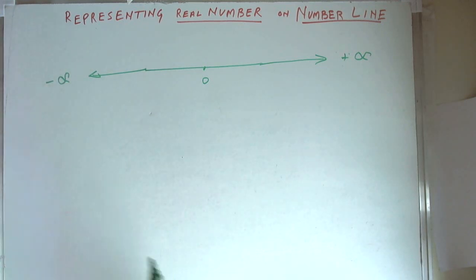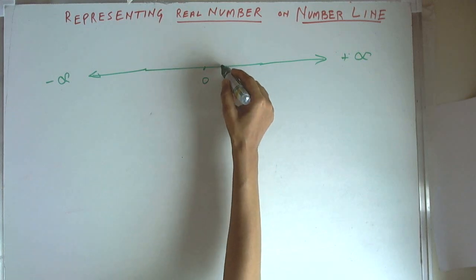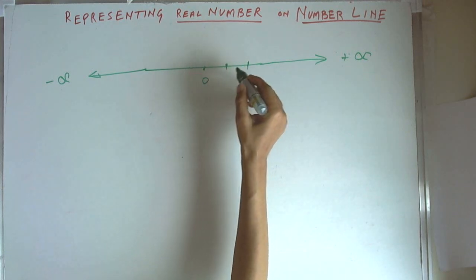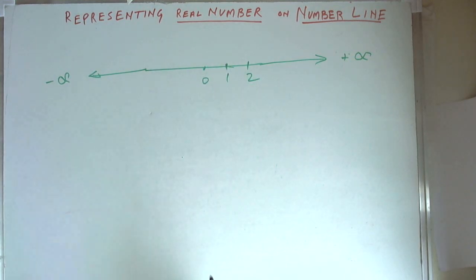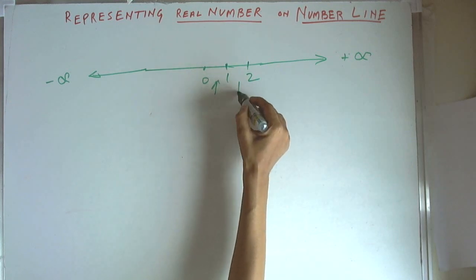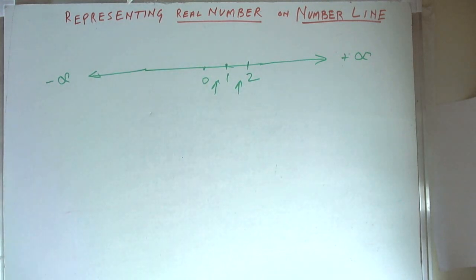And this number line is very useful in terms of visual representation of numbers and in terms of understanding the relative position of numbers. As the length of the number line is infinite, therefore the scale does not matter. Say for example, we say this is 0 and this is 1 and this is 2. Now what is the distance between 0 and 1 and 1 and 2? Now this distance can be anything.